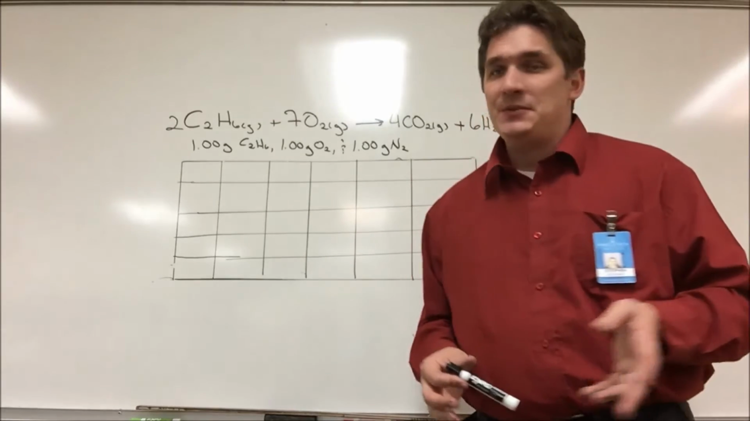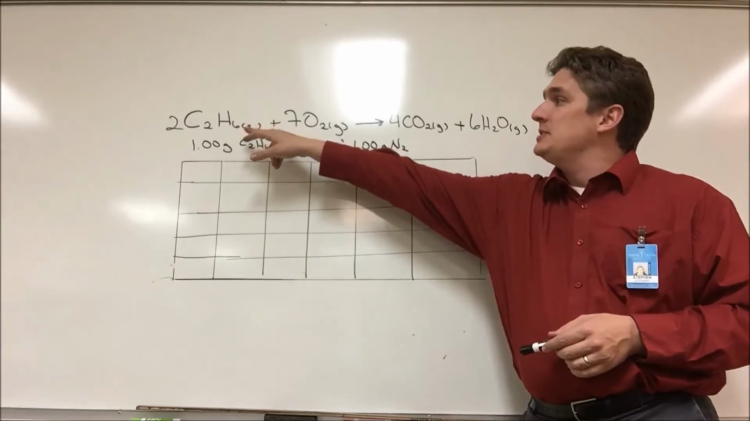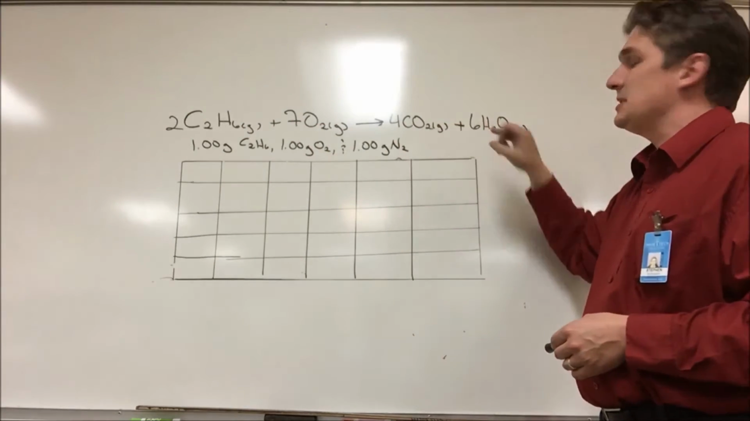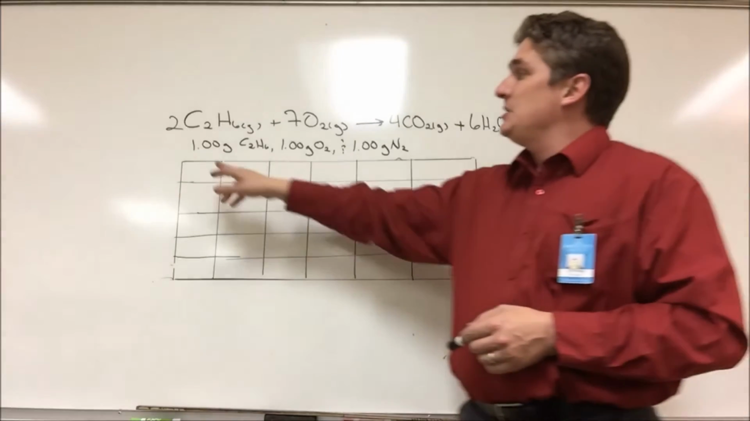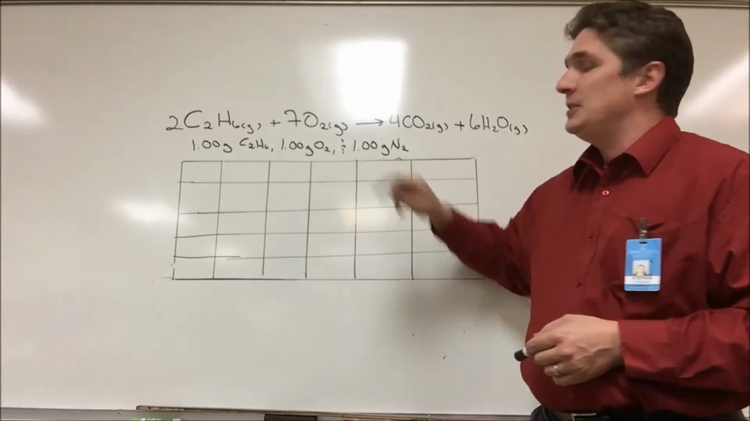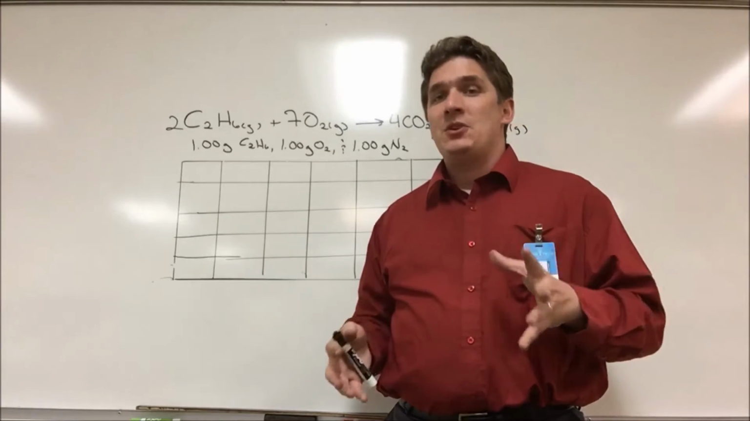To save some time in this video, I've already written it up. The reaction here: 2 moles of C2H6 react with 7 moles of O2. They give you 4 moles of CO2 and 6 moles of H2O. In this case, we're going to start with a gram of C2H6, a gram of O2, and a gram of nitrogen. Now, we're going to calculate everything using what's called an ICE table.